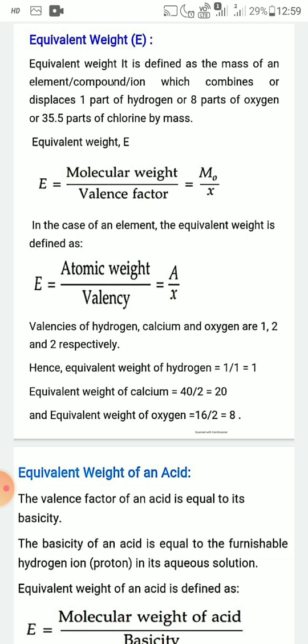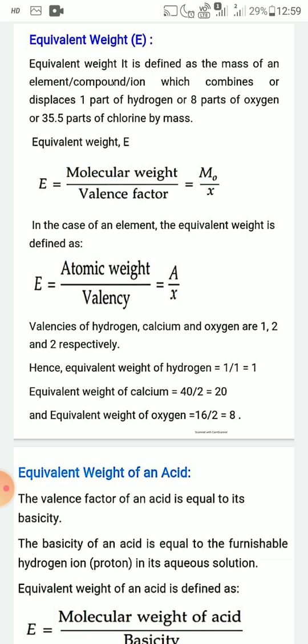Today I am going to discuss equivalent weight. Equivalent weight, which is represented by E, capital E. Like molecular weight, equivalent weight also measures the quantity or amount of matter. So using equivalent weight, you can measure the quantity or amount of a substance.